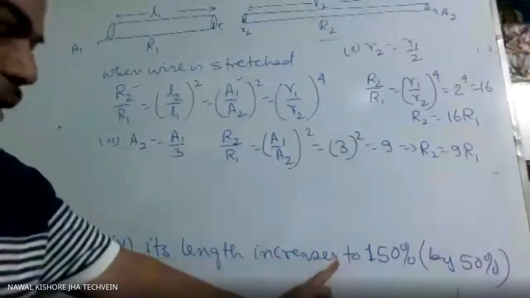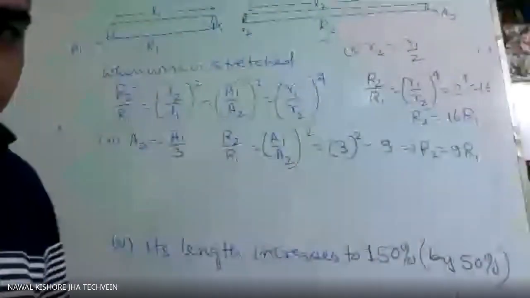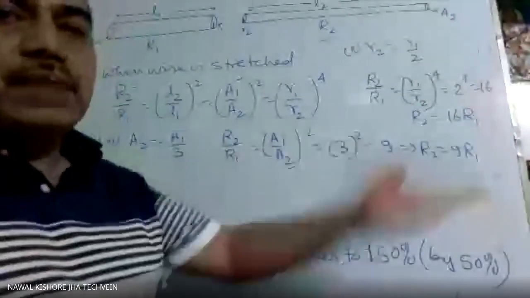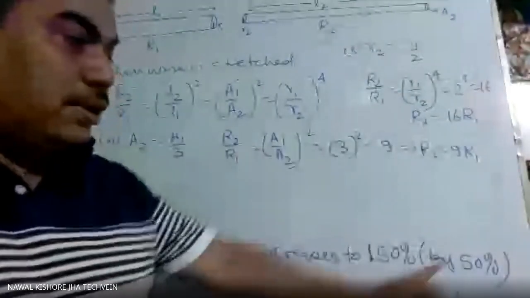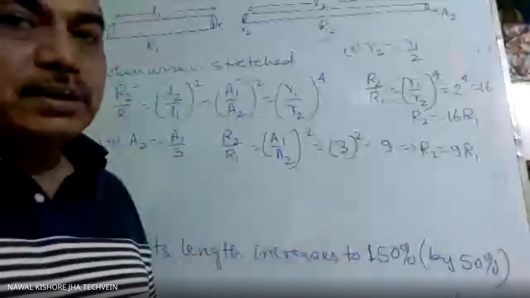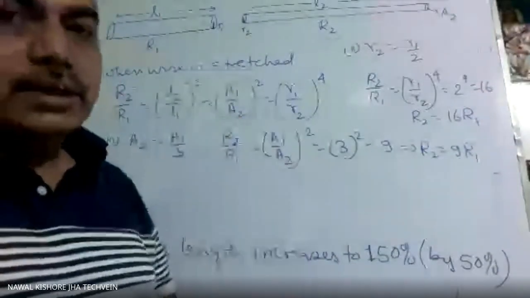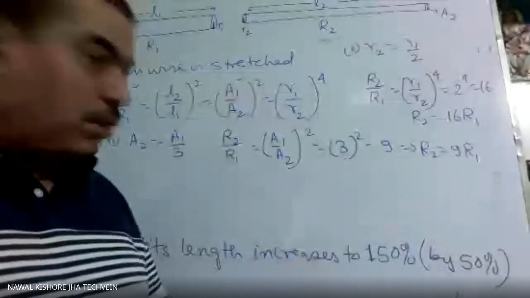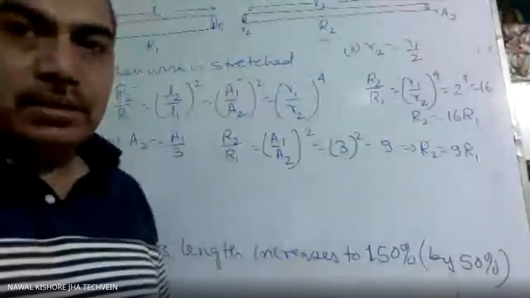If suppose it is written increases to 200% or increases by 200%, then it is different. Increases to 200% means the length becomes double. Increases by 200% means 200% is the increase, so the length will become 3 times, triple. So always see the preposition, what is given here.